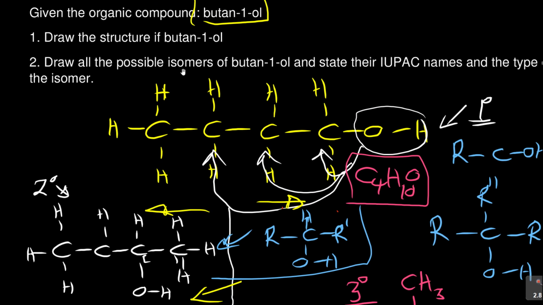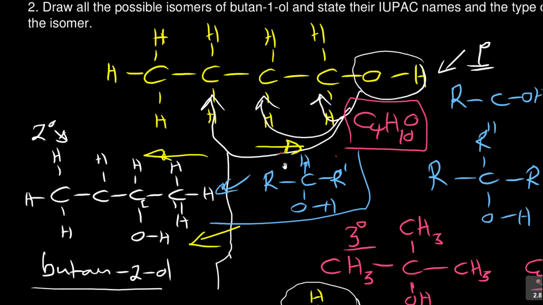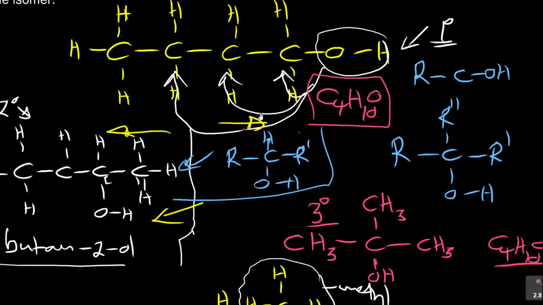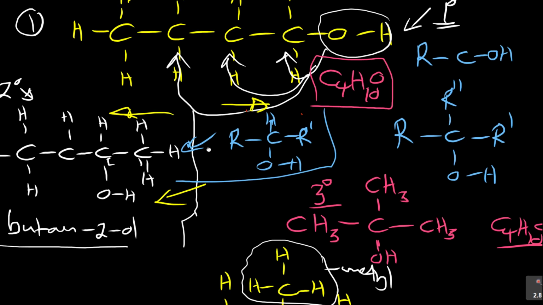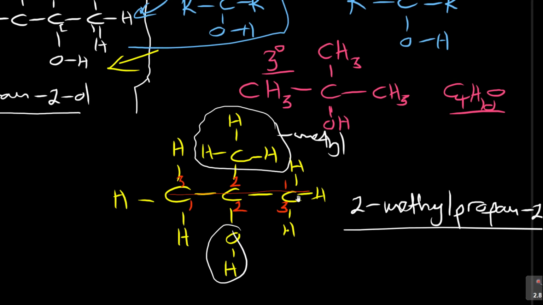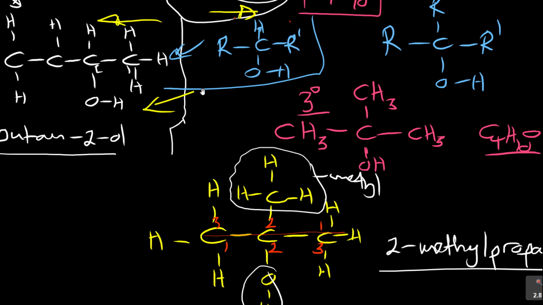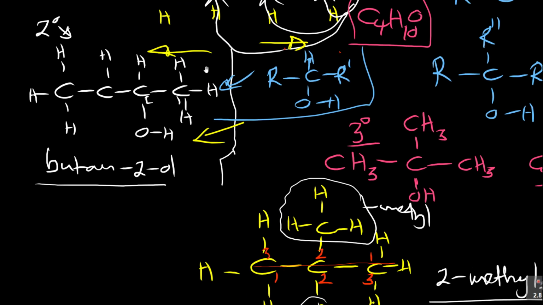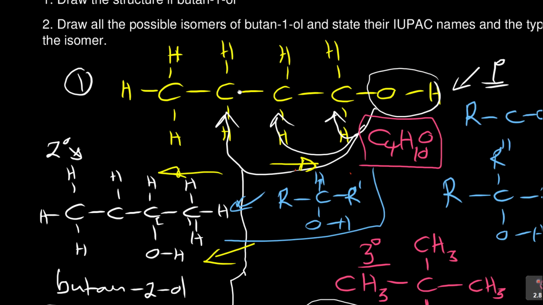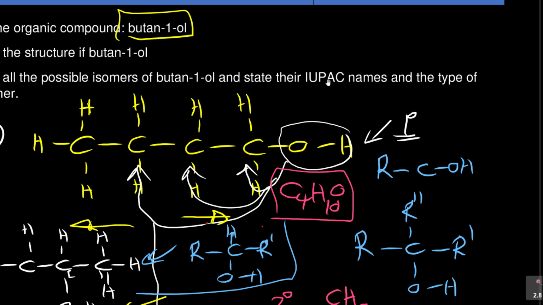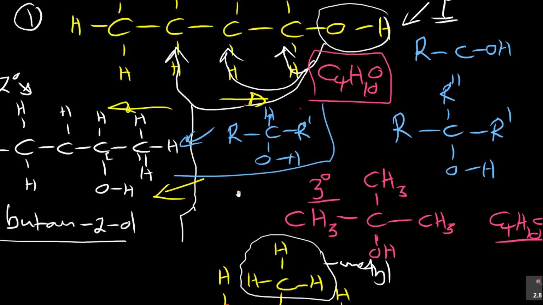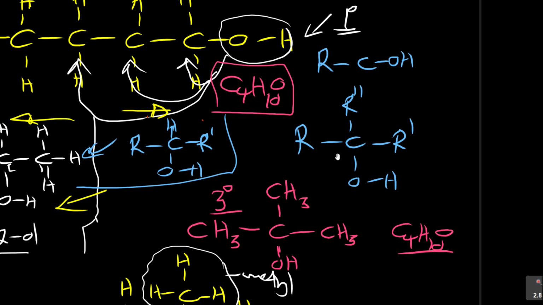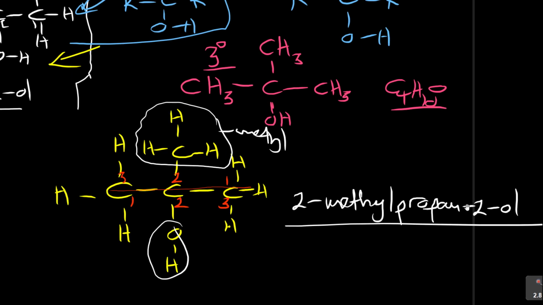Number 1, draw all the possible isomers. So we have got three isomers. The first one here is the primary, the second one is the secondary, and this one is the tertiary. So be careful whenever they talk of isomers, think of primary, secondary, tertiary. Then it says, and state the IUPAC names. We have stated the names: butane 2-ol, butanol, and 2-methyl propane 2-ol.